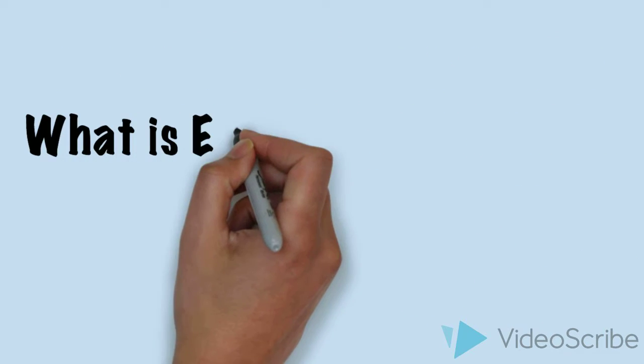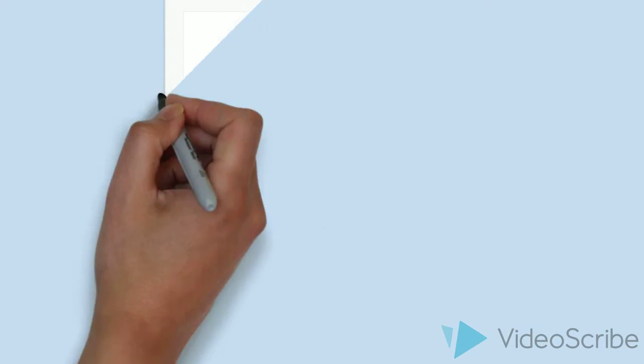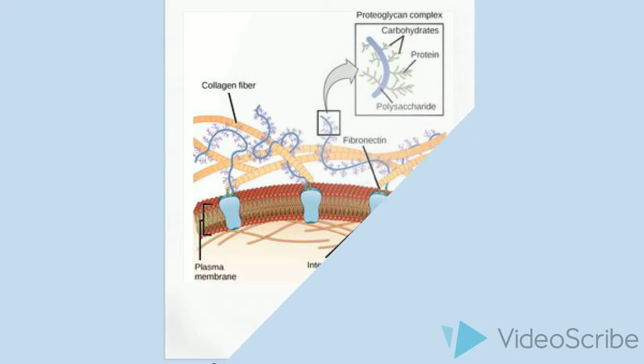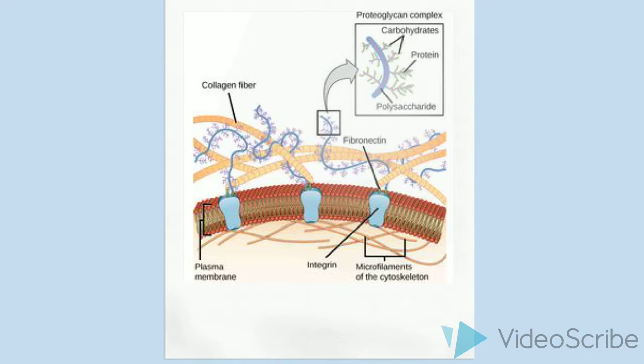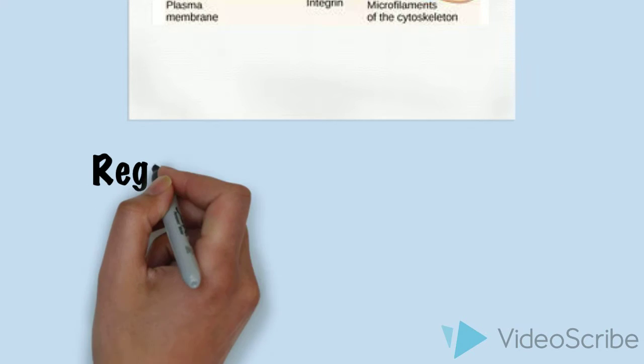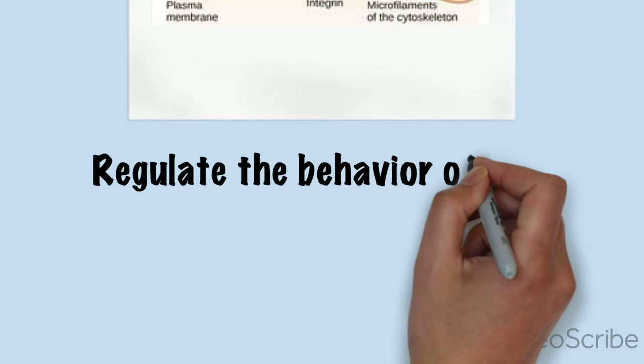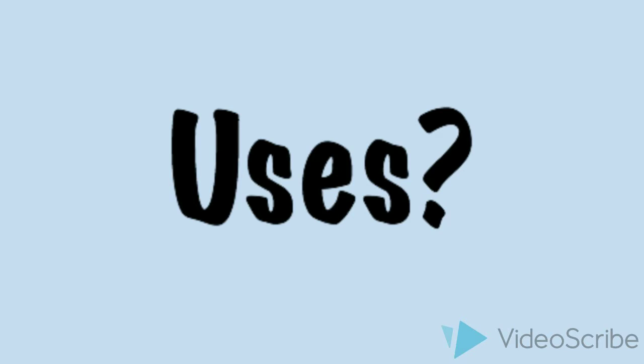So what is extracellular matrix, or ECM? Within the body, extracellular matrix is a collection of strong fibers made of glycoproteins, such as collagen, proteoglycans, fibronectin, etc., and is located outside of cells. The function of extracellular matrix is to regulate the behavior of cells. So what use could we have for this in medicine?